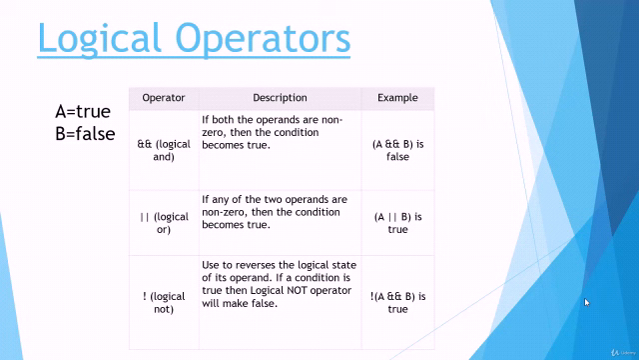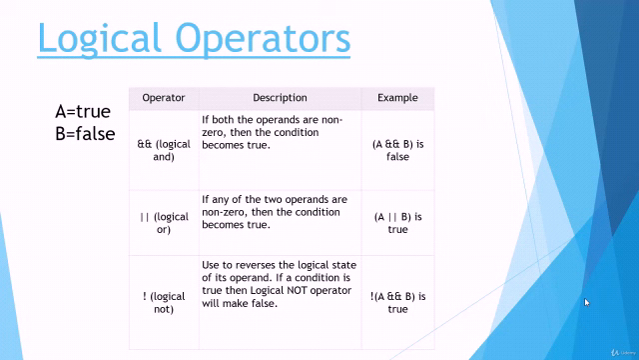Now the first operator is the AND operator, which is logical AND. You can see in the description, if both the operands are non-zero, then the condition becomes true. Means we give two conditions. If both of the conditions are true, then the overall result is true. And if one of the conditions is false, we can say that the whole condition is false.